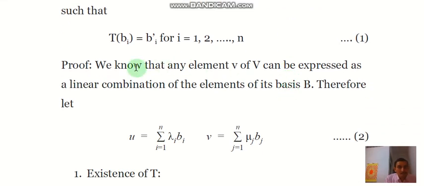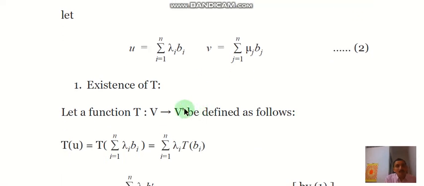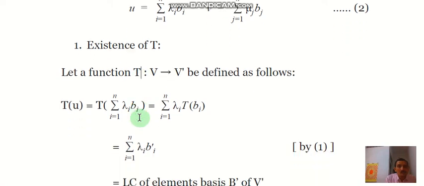The proof is as follows. We know that any element of V can be expressed as a linear combination of the elements of its basis B. Therefore, let u equal to summation lambda_i bi and v equal to summation mu_j bj, j varying from 1 to n. First we show the existence of such a T. Let a function T from V to V' be defined as follows. Here we define a suitable mapping T.